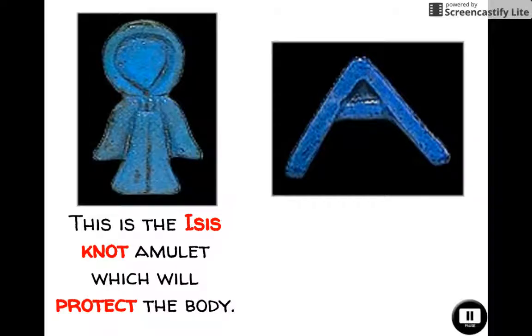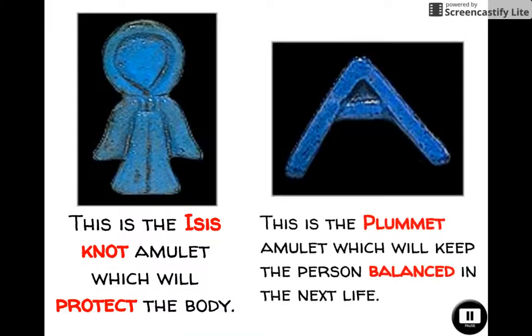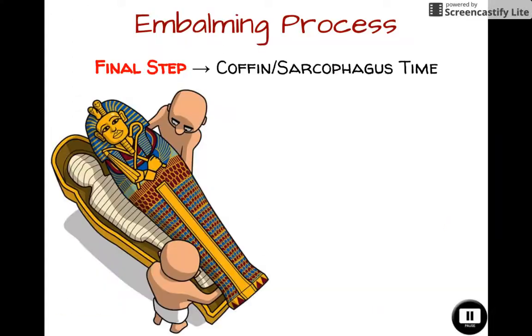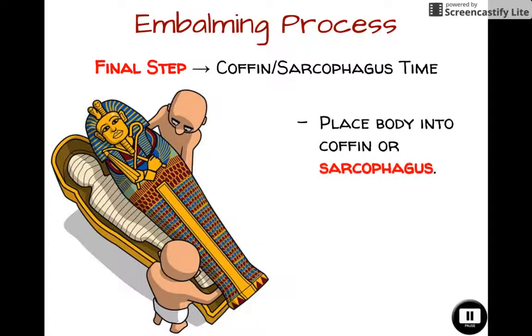So here's an Isis knot, a famous symbol in Egyptian artwork that you'll see sometimes, and this is supposed to protect the body on its trip down into Duat. And this is a plummet amulet, which will help keep the person balanced in the next life. And then we're going to get to the final step. After we have the mummy wrapped up, we're going to put it into this coffin or sarcophagus.